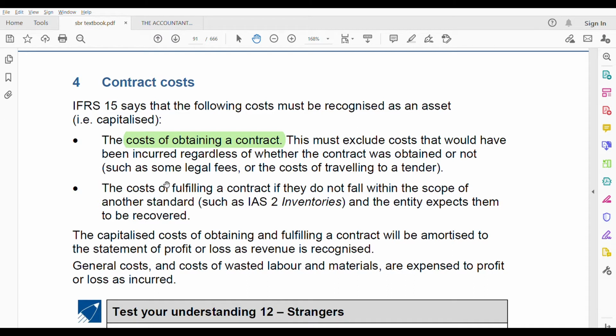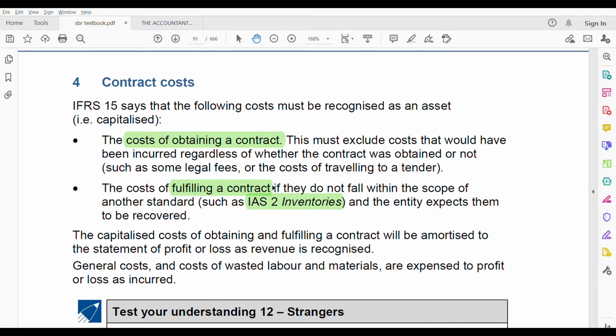So the cost of fulfilling a contract. The other one is obtaining a contract. The other one is fulfilling a contract. Remember, when you fulfill a contract, there are also costs to it. So the cost of fulfilling a contract, if they do not fall within the scope of another standard. What does it mean? For example, IAS 2. If they fall under IAS 2, you don't capitalize it. It is dealt with under IAS 2. But it should not fall in the scope of another standard. That's what they mean. It should fall under the scope of IFRS 15. Then whatever the cost of fulfilling a contract, you capitalize. Okay, and the entity expects them to be recovered. The entity also should expect them to be recovered, whatever the cost they have incurred in fulfilling the contract.